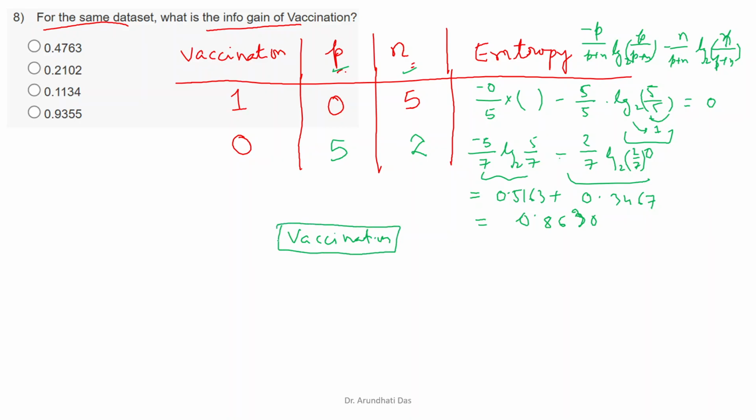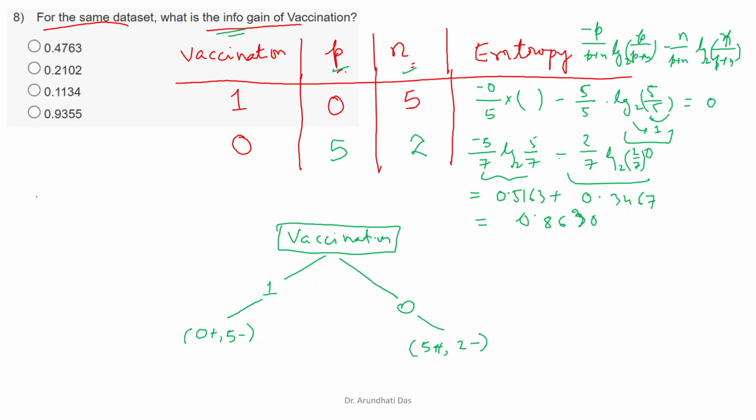Now if we try to plot it in the form of a decision tree, this is the vaccination attribute. Under this attribute I have attribute value 1, with 0 positive count and 5 negative count. Then under this vaccination feature I have attribute value 0, with 5 positive count and 2 negative count, right? Now the final call is to calculate the information gain.